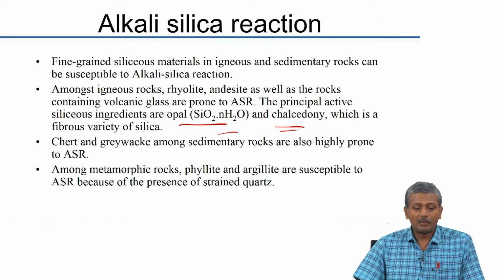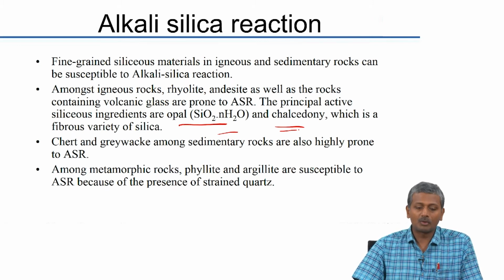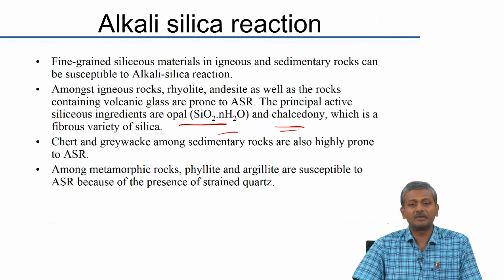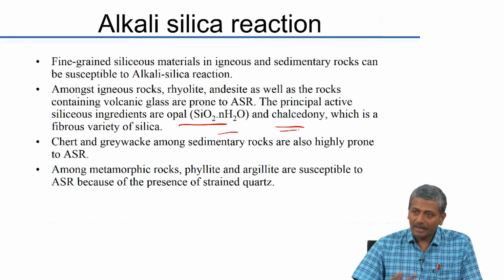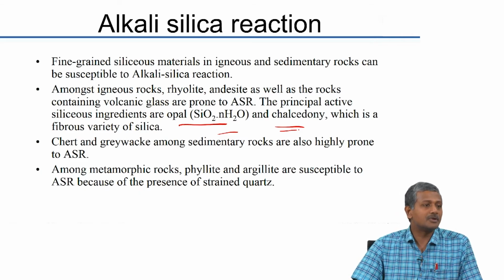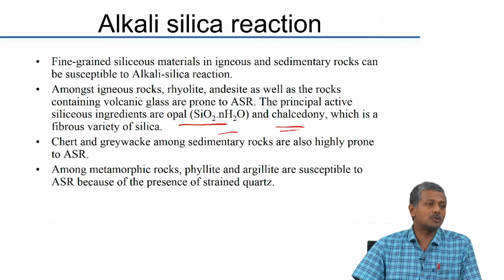Among metamorphic rocks, the ones which we are most careful about are phyllite and argillite. This is because of the presence of strained quartz. As I talked about earlier, quartz is a hard and inert crystalline material, but the problem is when high temperatures and pressure act upon quartz, you can strain the structure, and that strain can induce some reactivity into quartz. Because of that, metamorphic rocks may have a lot of susceptibility to alkali-silica reaction.